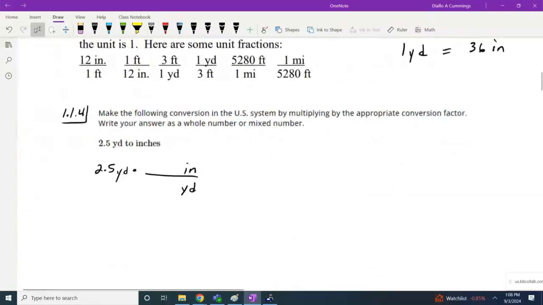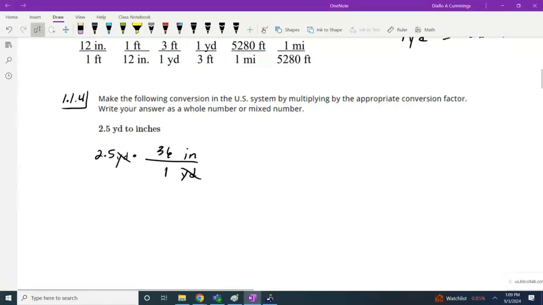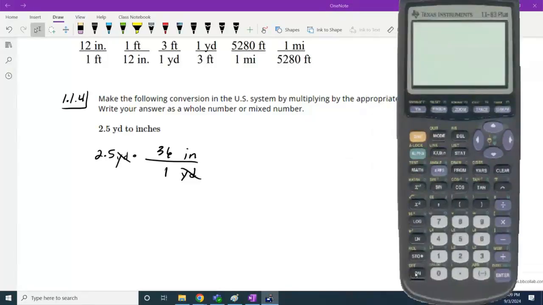So now if we're taking a look at this problem, since we've converted yard to inches, I can write in my unit fraction. 1 yard is 36 inches. So when I multiply, my yards are going to cancel. And 2.5 times 36. So I'll multiply that, I believe it should be 90. 2.5 times 36 is 90 inches.